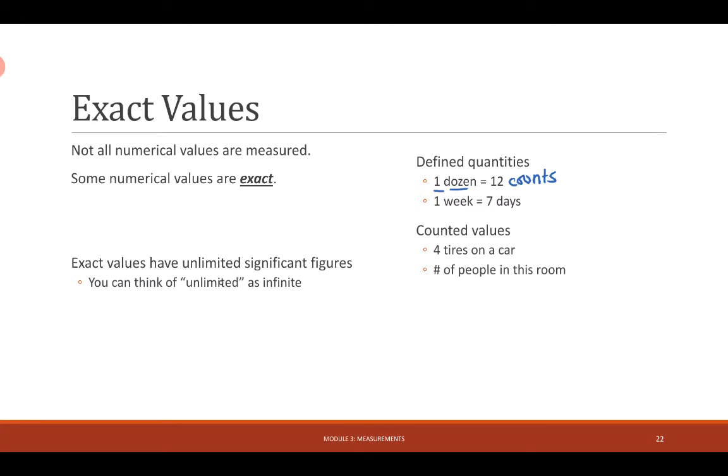When we're doing calculations, it's important to remember that exact values have an unlimited number of significant figures. That means essentially infinity sig figs. So we won't count this as 1 sig fig or 2 sig figs, we will count it as infinity sig figs because it's an exact number.